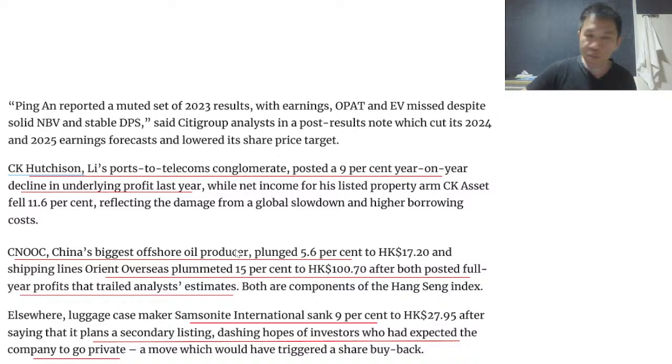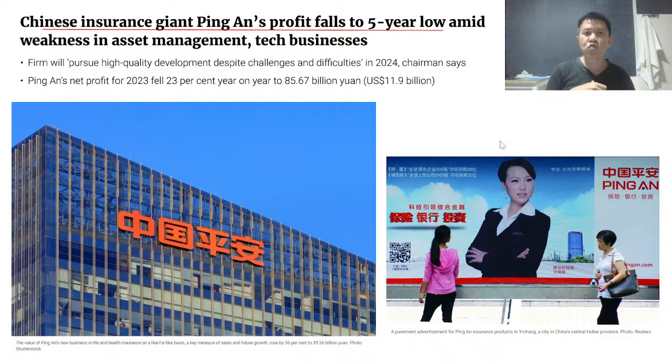Then Samsonite International, I would say maybe a mid-cap company. The price is very depressed. There was news that they might go private. In the end, they announced that they will plan a secondary listing. So this disappointed investors, as there might not be privatization, so it reversed back. A lot of large cap blue chip companies actually got sold down. Yesterday I talked about Ping An, so today I'll update a bit on Ping An also.